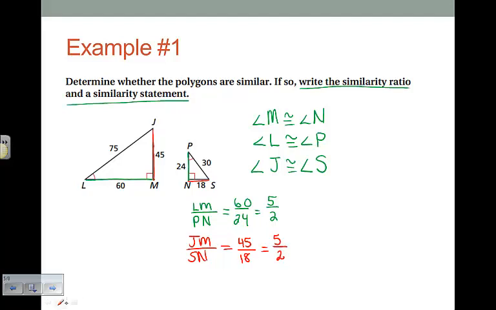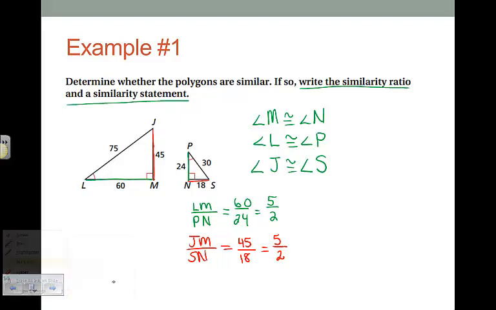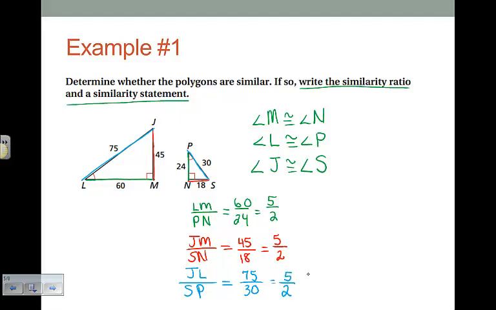Alright, so I've got one more to try. My last two corresponding sides, which would be JL and SP, JL to SP. JL is 75, SP is 30. I know that 5 goes into both of them, but I'm thinking something bigger. 15 goes into both of them. 15 goes into 75 5 times. 15 goes into 30 2 times. And so, yes, our similarity ratio is 5/2.